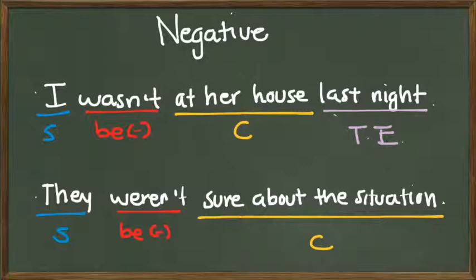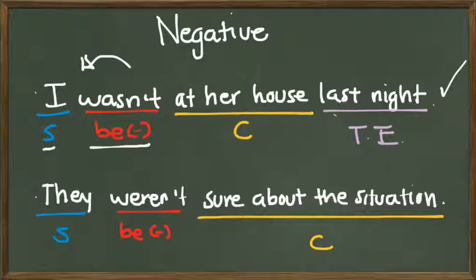Let's check the negative form. We have "I wasn't at her house last night." Here we have a subject, the verb to be negative in past, which is "wasn't," because we're talking about I. We have "at her house," that is our complement, and our time expression, "last night."